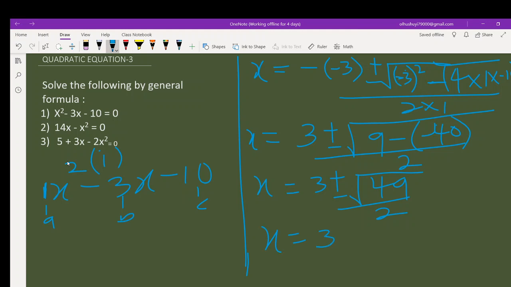So our x becomes 3 plus or minus 7. The square root of 49 is 7. Then over 2. Don't forget, everything is divided by 2, please. Don't make that mistake. So you have this all divided by 2. What do you have as our answer?